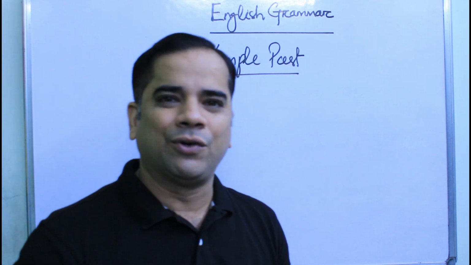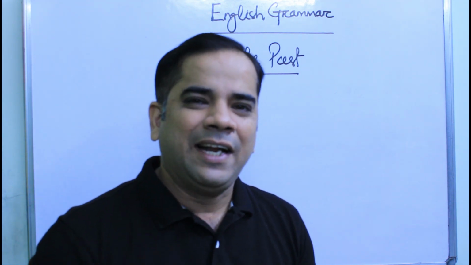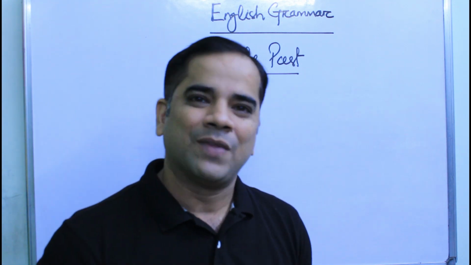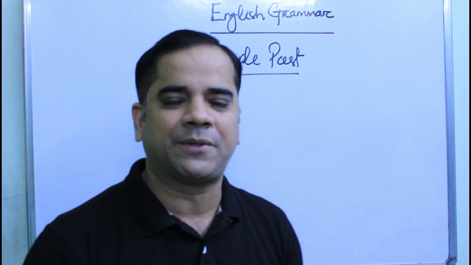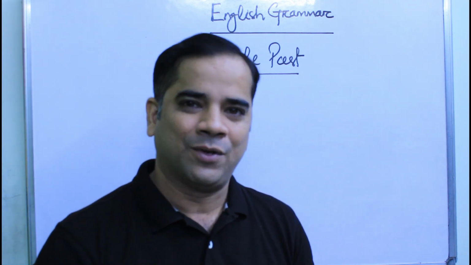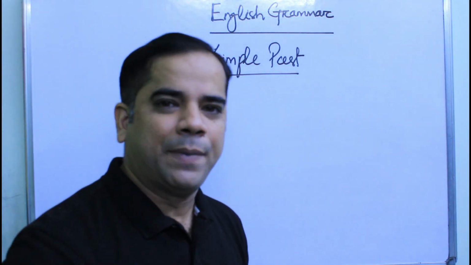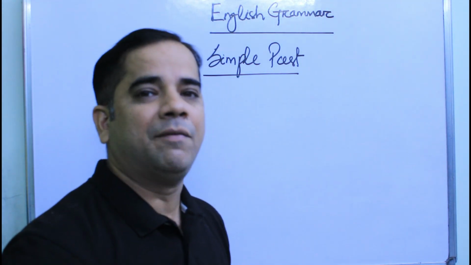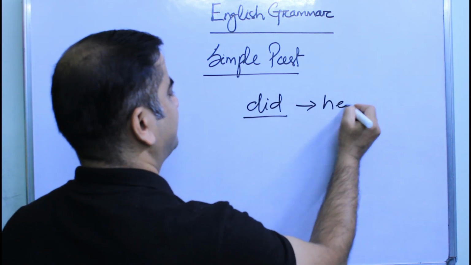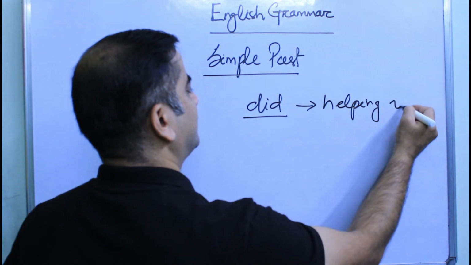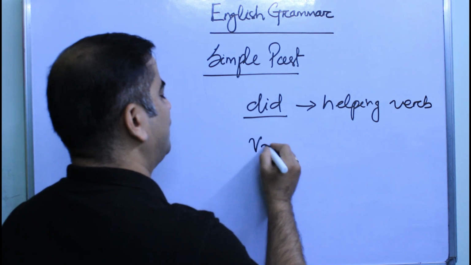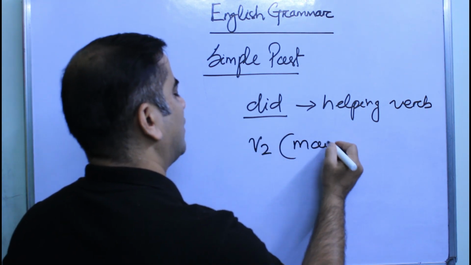Okay, students, we have already discussed that in case of tenses, the helping verbs play a very important role. So let us now discuss which helping verbs are used in simple past tense and what is the form of the main verb. Okay, students, in case of simple past tense, we use a single helping verb, that is did. Okay, this is the helping verb. And the main verb is in the form of V2. That is your main verb.